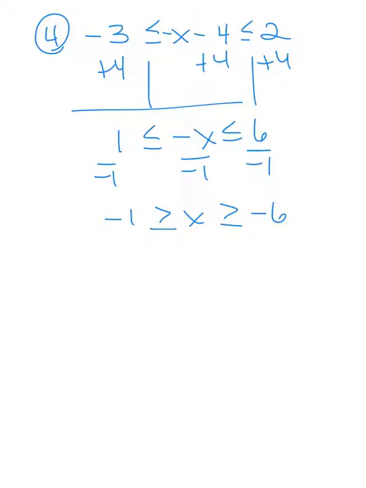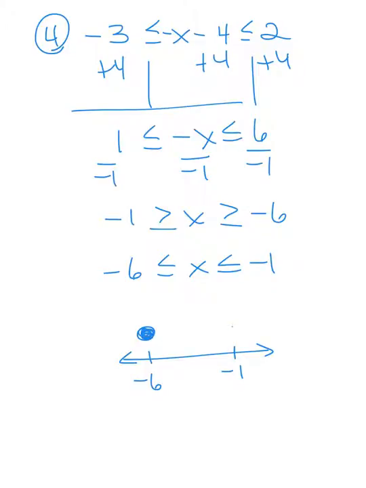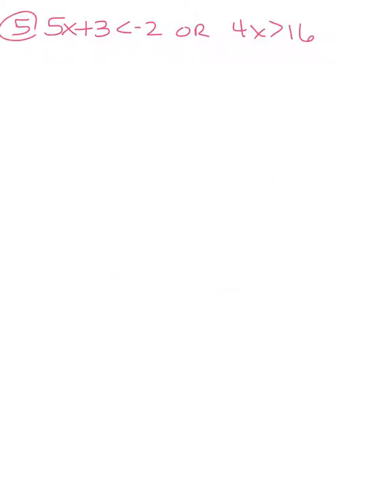So like we discussed in the last problem, we're going to rewrite. So I have negative 6 is less than or equal to x, which is less than or equal to negative 1. Sketch a graph. Negative 1 is here, negative 6 down here. Closed circle above each. Connect them, and the solutions to this compound inequality are any numbers between -6 and -1, including those values.